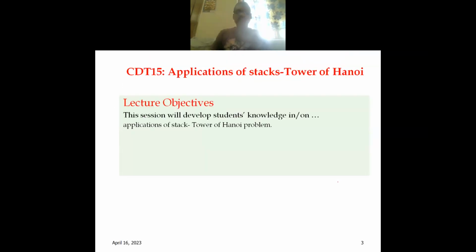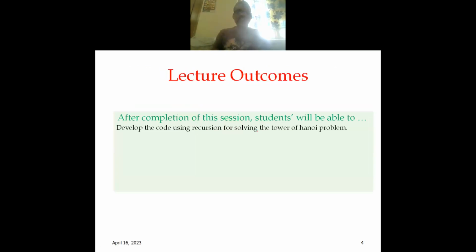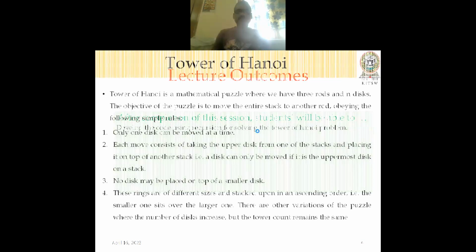Now, today's topic for discussion is applications of stacks. We are discussing the third important problem, the Tower of Hanoi problem. The lecture objective is that this session will develop the students' knowledge of applications of the stack, that is, the Towers of Hanoi problem. The lecture outcome is that after completion of the session, students will be able to develop code using recursion for solving the Towers of Hanoi problem.